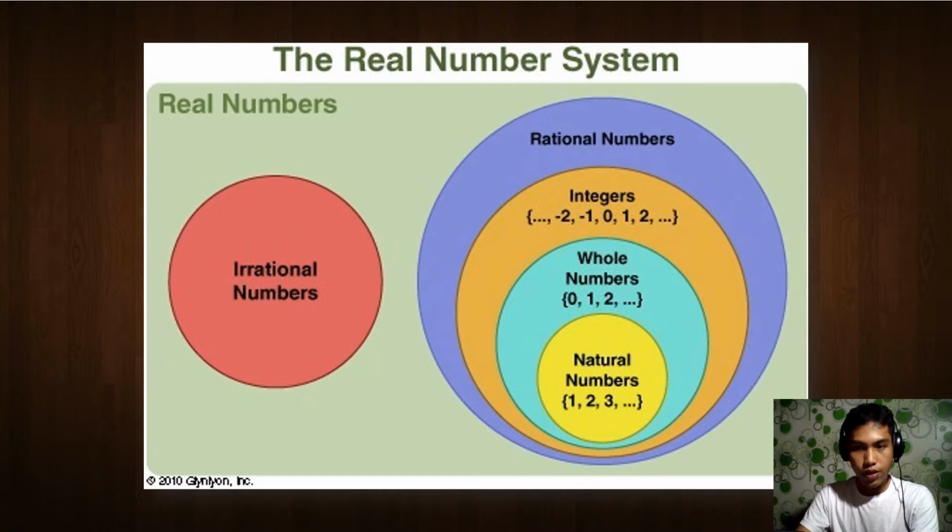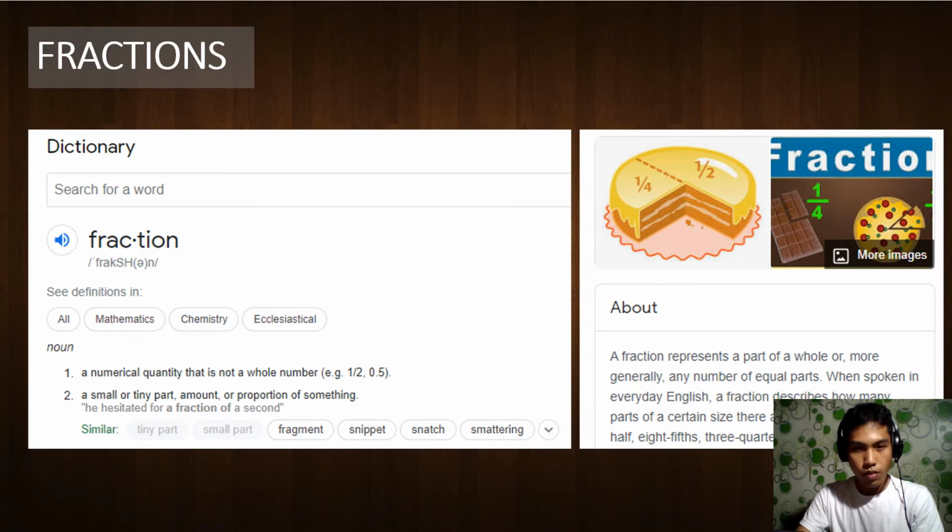So we have here the real number system. Part of the real number system is the rational numbers and the irrational numbers. Part of the rational numbers are the integers, the whole numbers, and the natural numbers. Fractions, because our topic today will focus on fractions, are part of the rational numbers. They are not integers, nor whole numbers, nor natural numbers. Okay, so let's proceed.